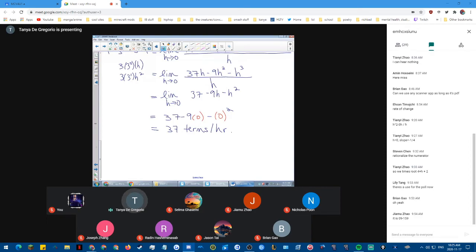So let's sum it all up. I want to find the slope of the secant. What do I do?